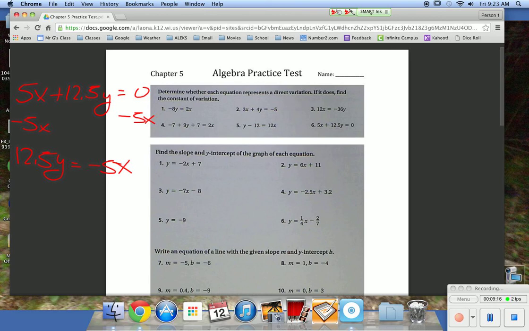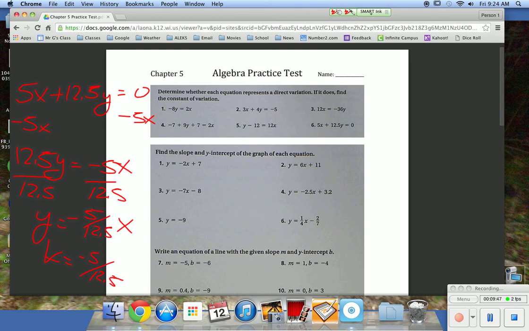Divide by 12.5. Y equals negative 5 over 12.5 x. Is that a direct variation? And what's my variation? There you go. K equals negative 5 over 12.5.